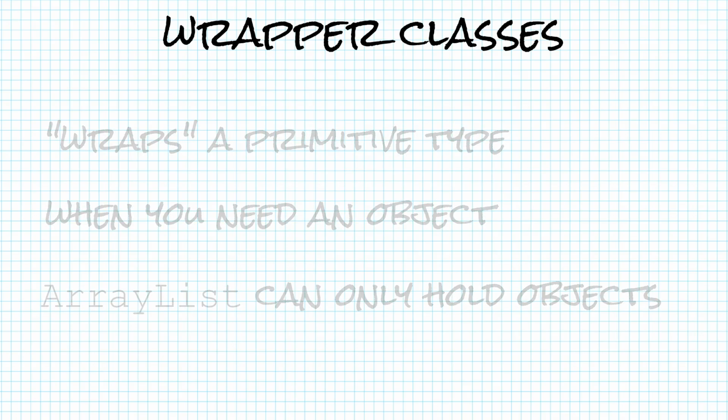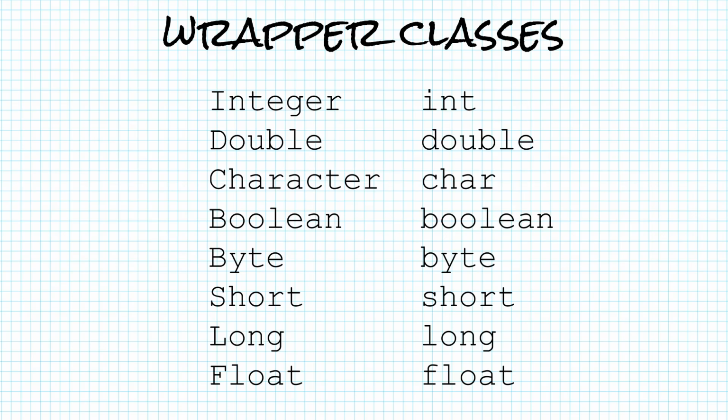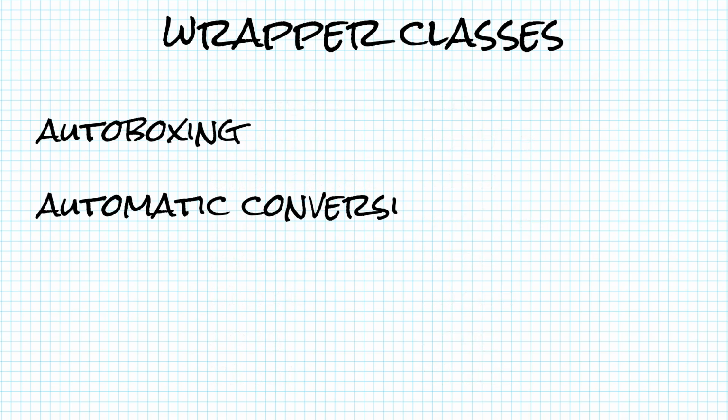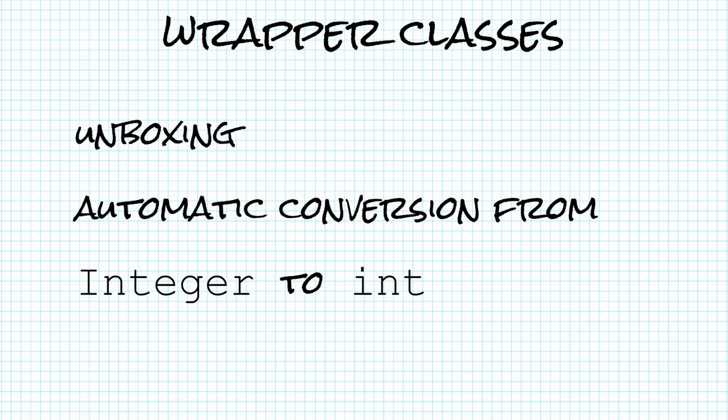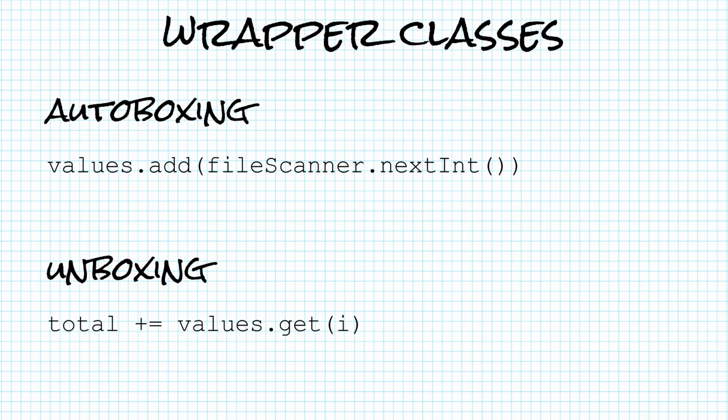Java has a wrapper class for each of the primitive types, integer for int, double for double, character for char, and so on. Even though ArrayList integer holds integer objects, Java makes it feel almost like you're working with regular int values, thanks to a feature called autoboxing. Java automatically converts an int to an integer when you add it to the list. Similarly, when you retrieve a value from the list, Java automatically converts the integer back to an int. This is called unboxing. This means you can write code like values.add(fileScanner.nextInt()) and total += values.get(i) without needing to explicitly create or unwrap integer objects.